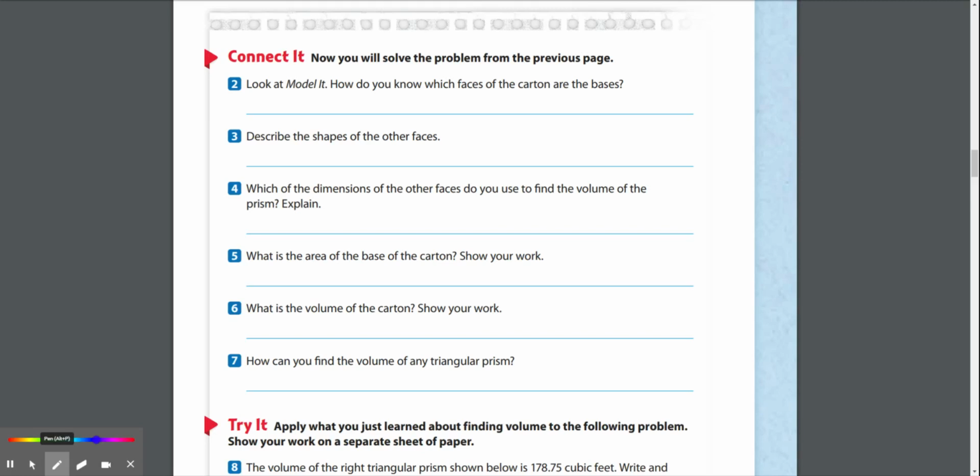So if we look at this, model it, how do we know which faces of the carton were bases? If you remember, it was a triangle, and that went up, and then there was another triangle at this other end, kind of behind it. Now, when we looked at the definition of the right prisms, it said that the bases were always parallel to each other. The only 2 sides of this that are parallel to each other are the 2 triangles. So that's why we know that those were the 2 bases, because they were parallel to each other. And the shapes of the other faces, right here, that's going to form a rectangle. The sides of a prism are rectangles.